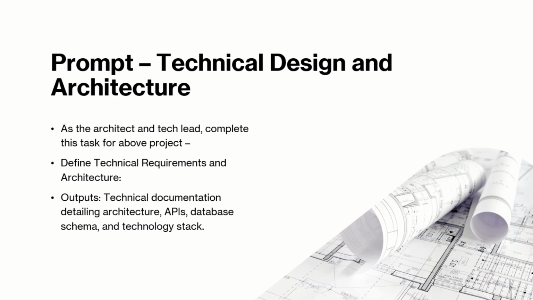Now, what we are outlining in this prompt is basically taken from the response given by ChatGPT itself. Define technical requirements and architecture, and these outputs were a part of the project plan that ChatGPT itself provided. So let's see how ChatGPT performs in delivering this task for us.